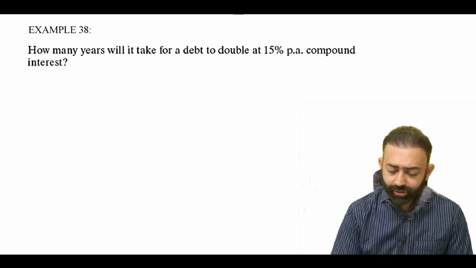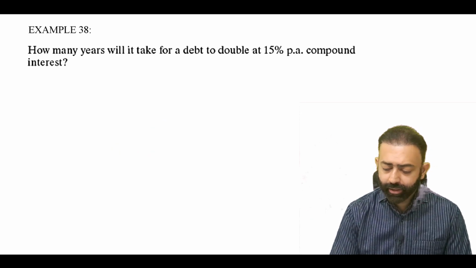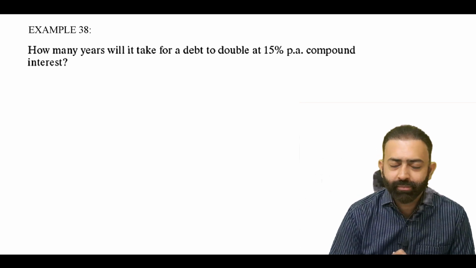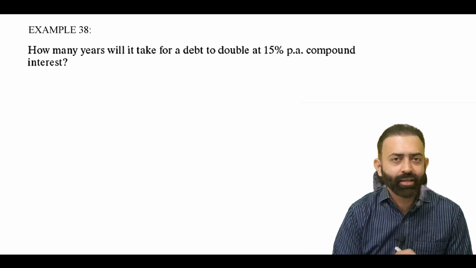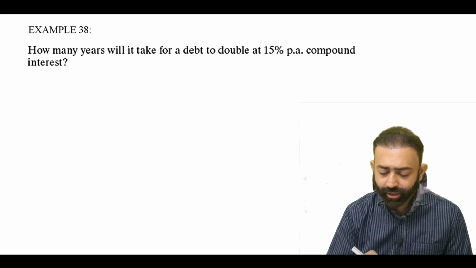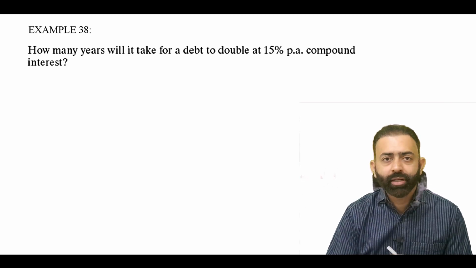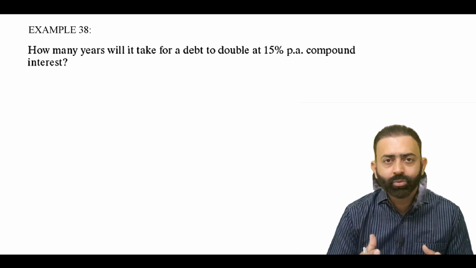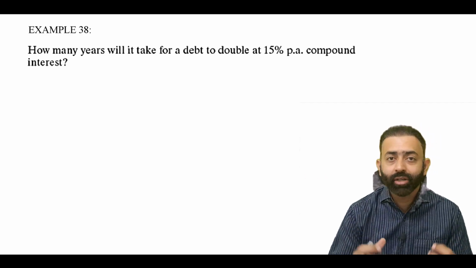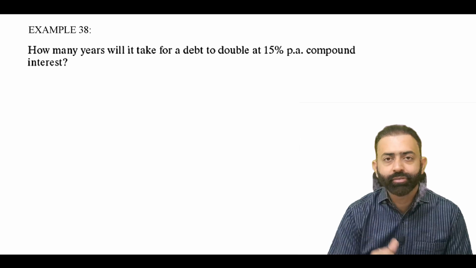Next question: how many years will it take for a debt to double at 15% per annum compound interest? This time I need to find the exponent t, the number of years. For a debt to double means that whatever the amount is, it has to be doubled. So after how many years will the original amount get doubled if the rate of interest is 15%?